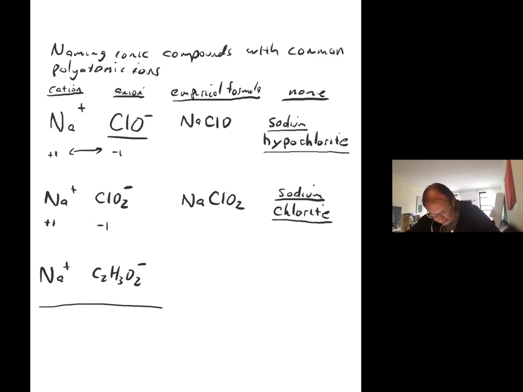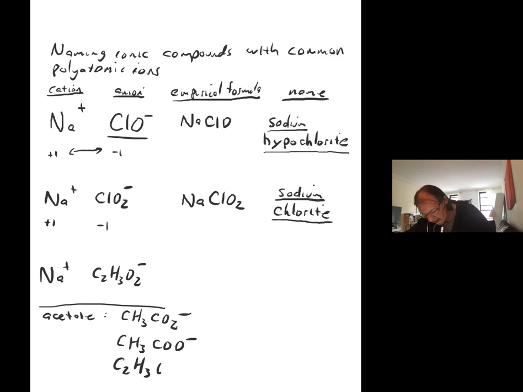Acetate, that ion can be written in different ways. It can be written as CH3CO2 minus. It can be written as CH3COO minus. And it can be written this way. So acetate is that ion we talked about earlier. It's written in 3 different ways. That's just the reality of how chemists operate. Sometimes it may seem that chemists are just trying to confuse people, and to be honest with you, it's probably true.